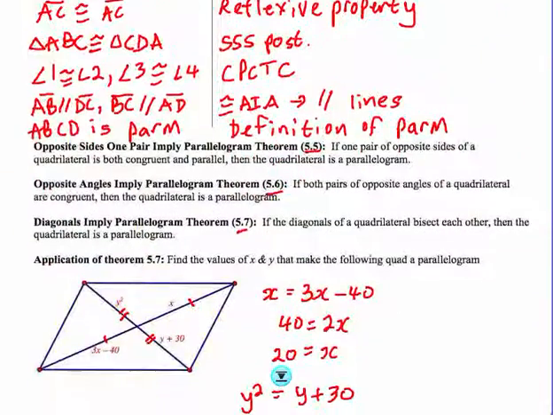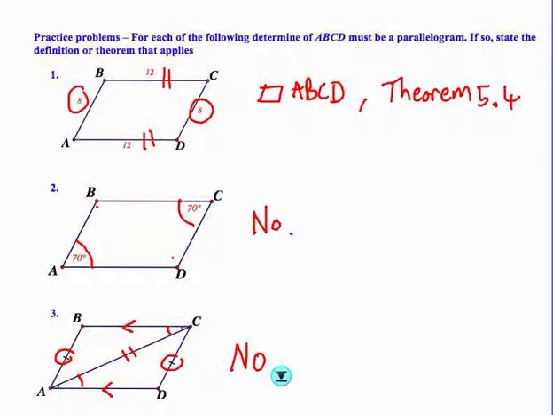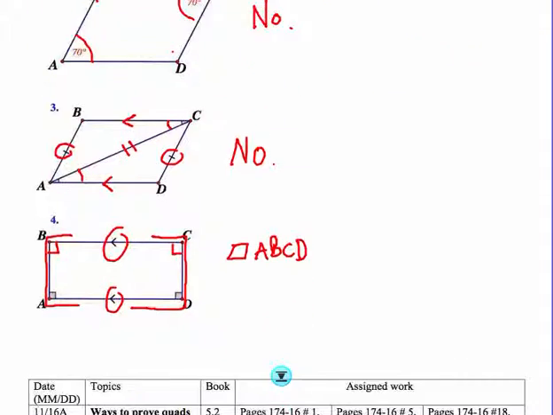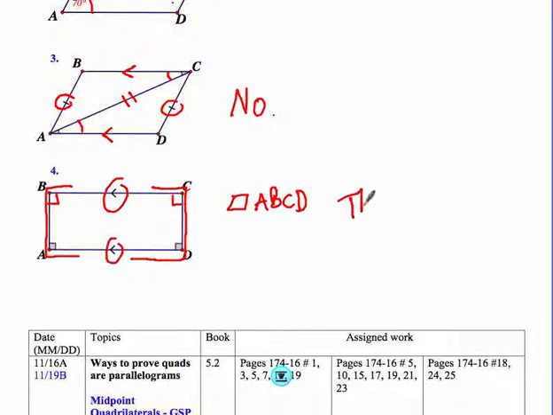And so if we go back to the previous page, if both pairs of opposite angles of a quadrilateral are congruent, the quadrilateral is a parallelogram. And so our reasoning for example 4, or problem number 4 rather, is theorem 5.6.